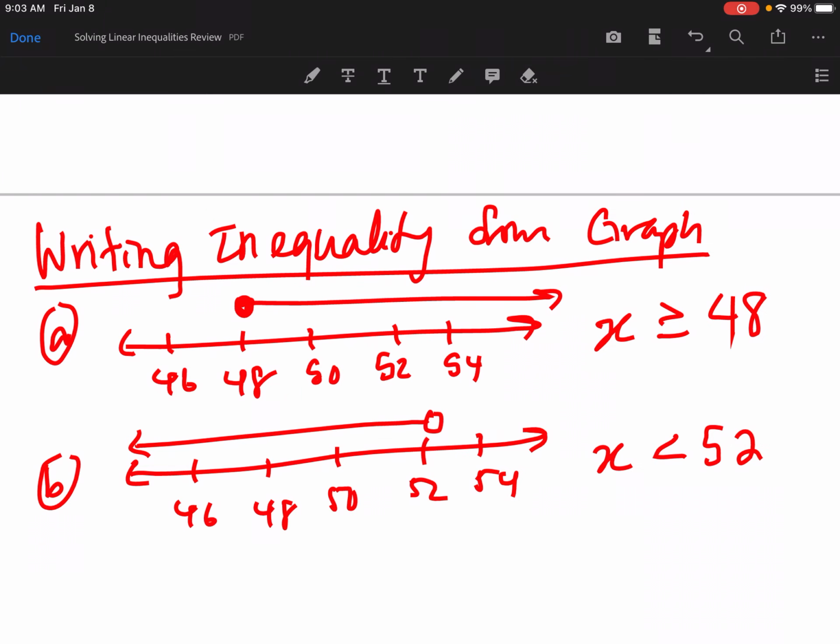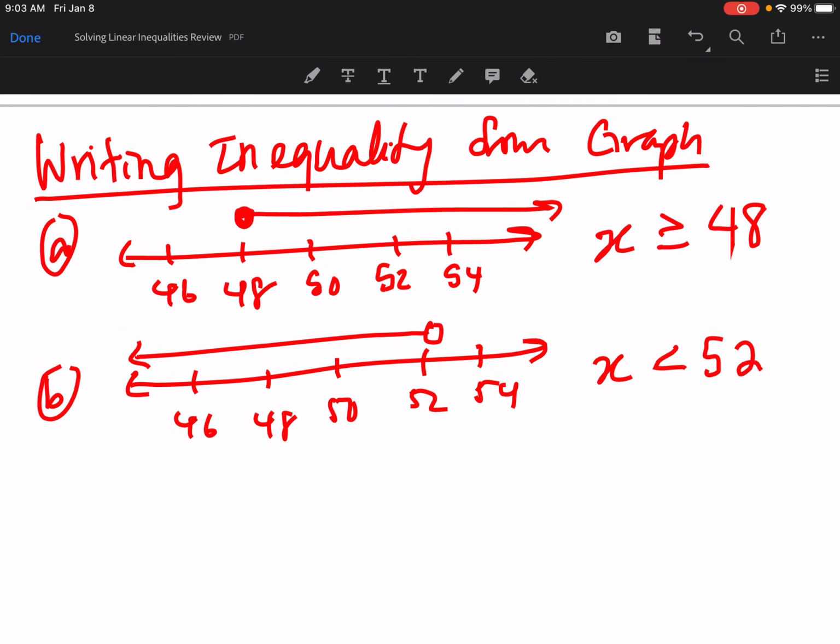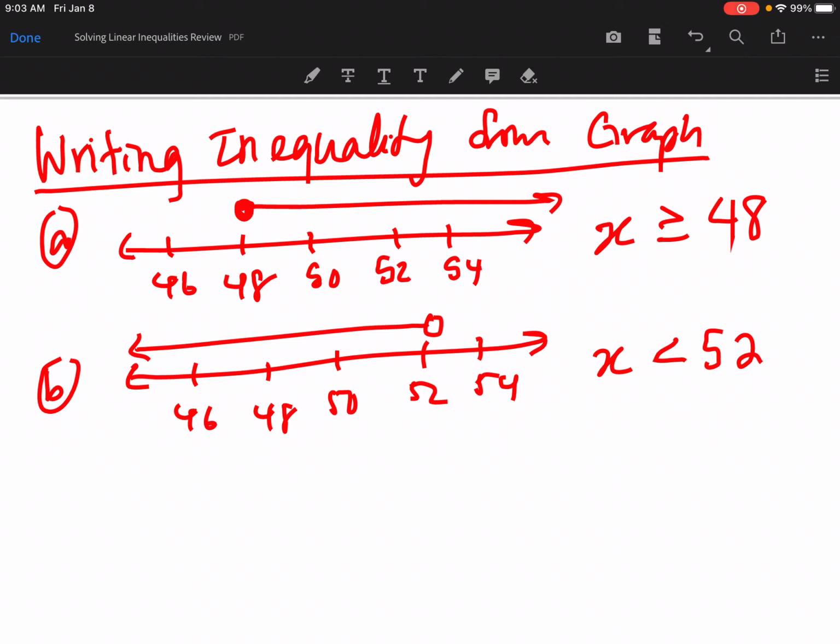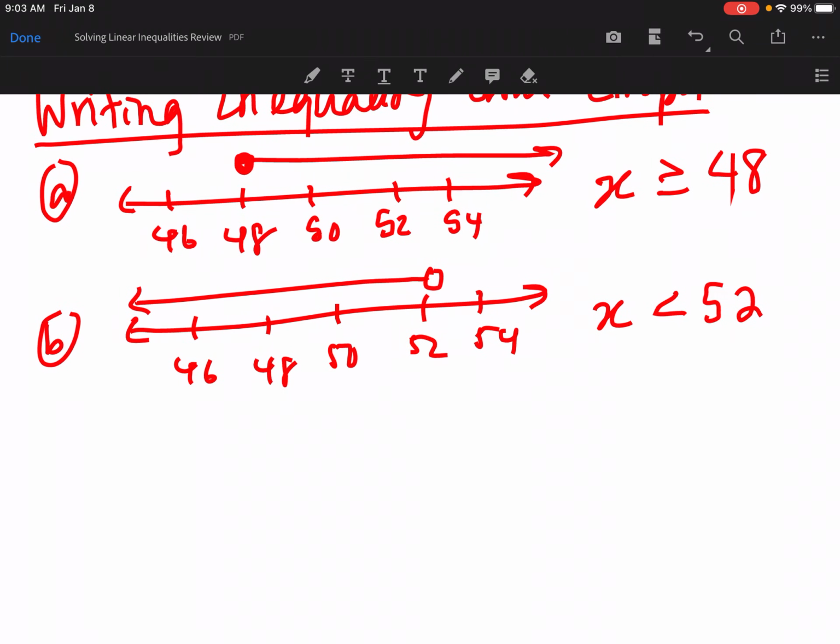So to write that, you can look at the graph and see where the circle is. Is it going to the left side or the right side? Then determine whether it has the equal to sign or not, and then you can write the number. So for the first one, x is greater than or equal to 48. Second one, x is less than 52.